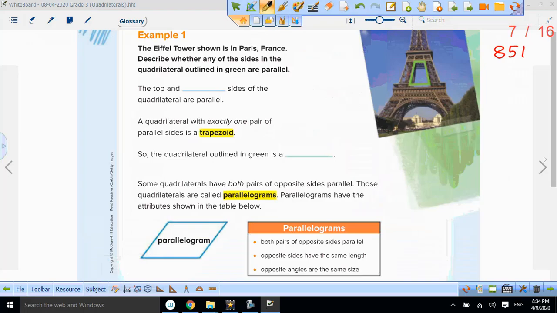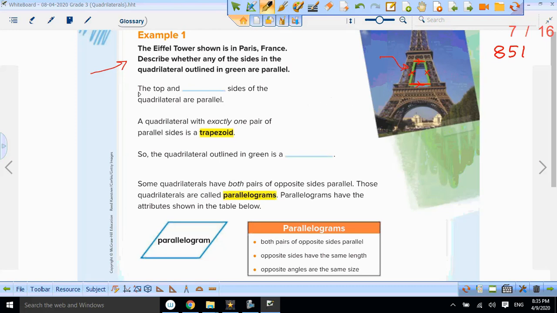Now, let's solve some examples. Look at this example. The Eiffel Tower shown in Paris, France. Describe whether any of the sides in the quadrilateral outlined in green are parallel. If you look at this outlined in green, you will find that we have only one pair of sides which are parallel. So we have one pair of parallel sides. But the other two sides are not parallel.